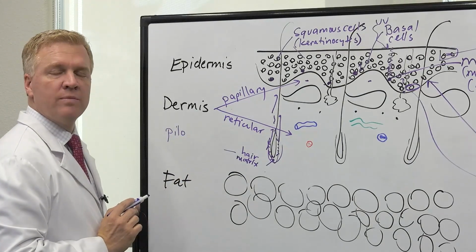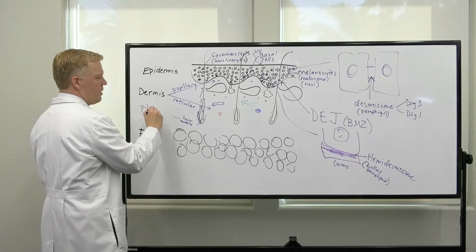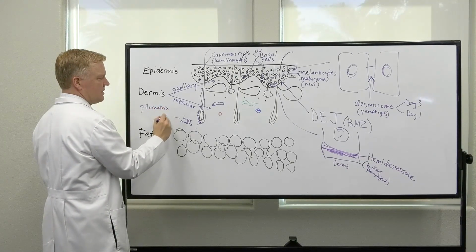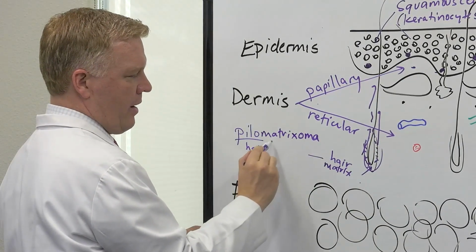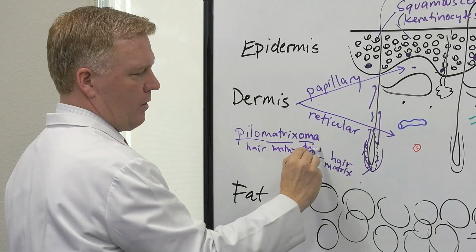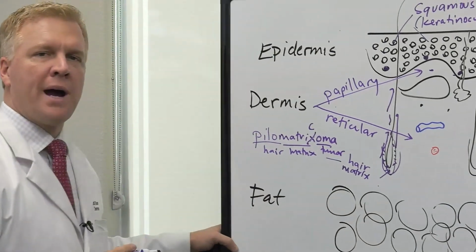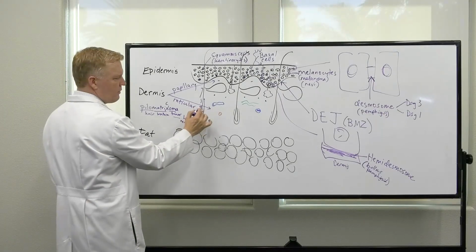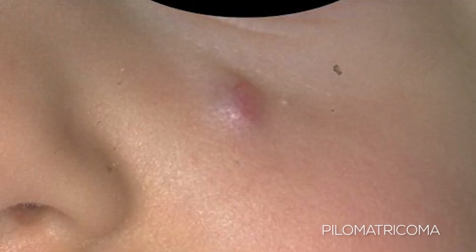So for example, there are some tumors that we see in children called a pilomatrixoma, or in other words, a hair matrix tumor. Sometimes we call it a pilomatrixoma. A pilomatrixoma is a hair follicle tumor that arises out of these hair matrix cells that go crazy and turn into a benign growth, again known as a pilomatrixoma.